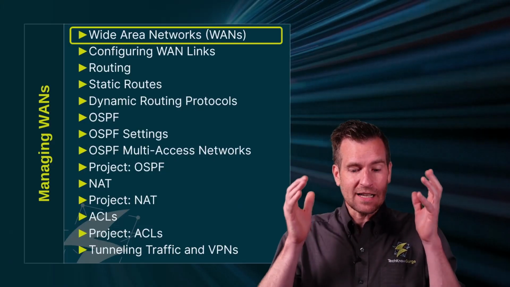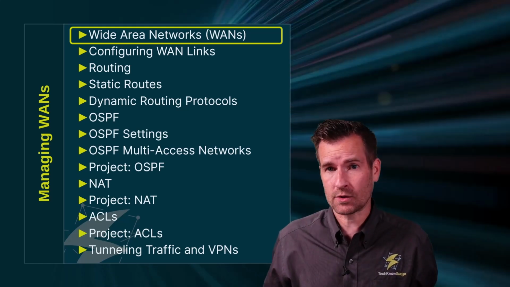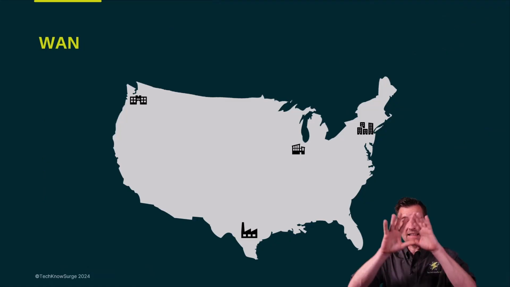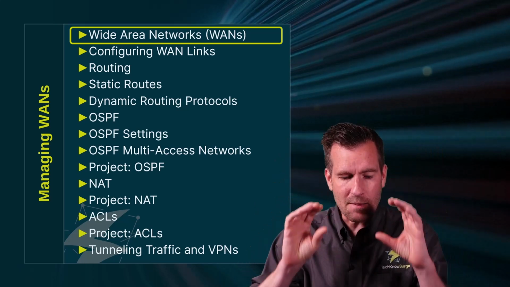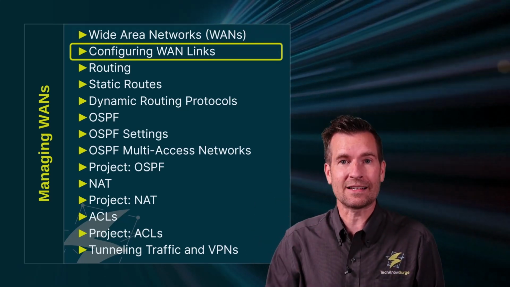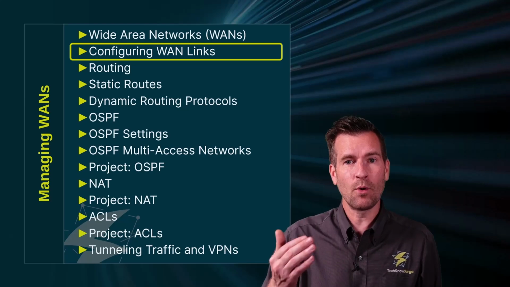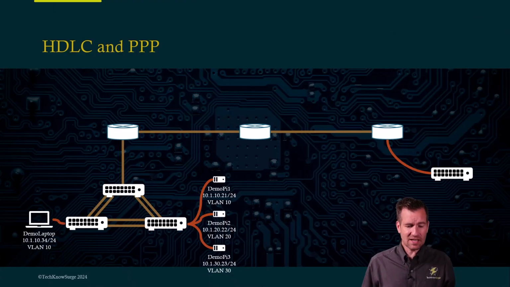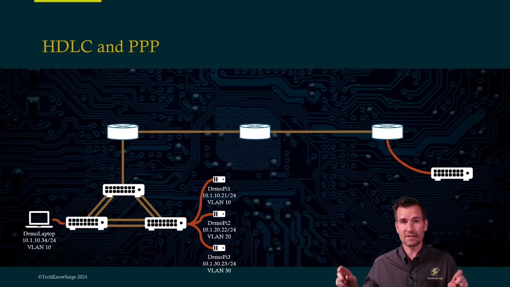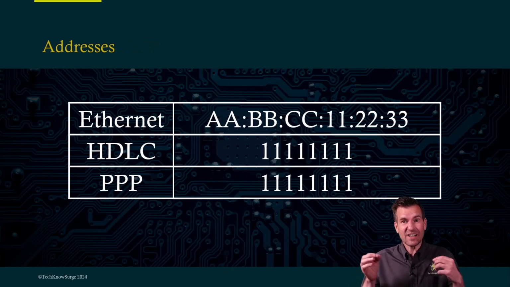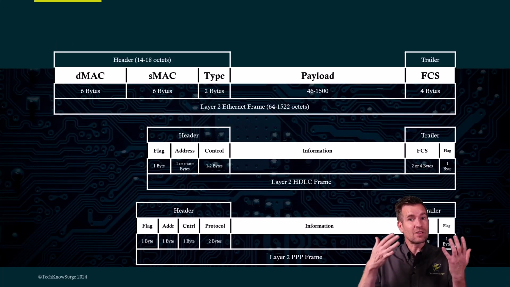We kicked this course off by getting into wide area networks or WANs. We talked about interconnecting our different sites with these WAN technologies and how these WAN connections look very different than our local area networks. And then we took those concepts and applied it to configuring our WAN links with things like HDLC and point-to-point protocols. So we applied HDLC and point-to-point protocols to our different links here so that we could have communication going between these different devices. And so those devices have different addresses, and the headers of the frames look different as well.